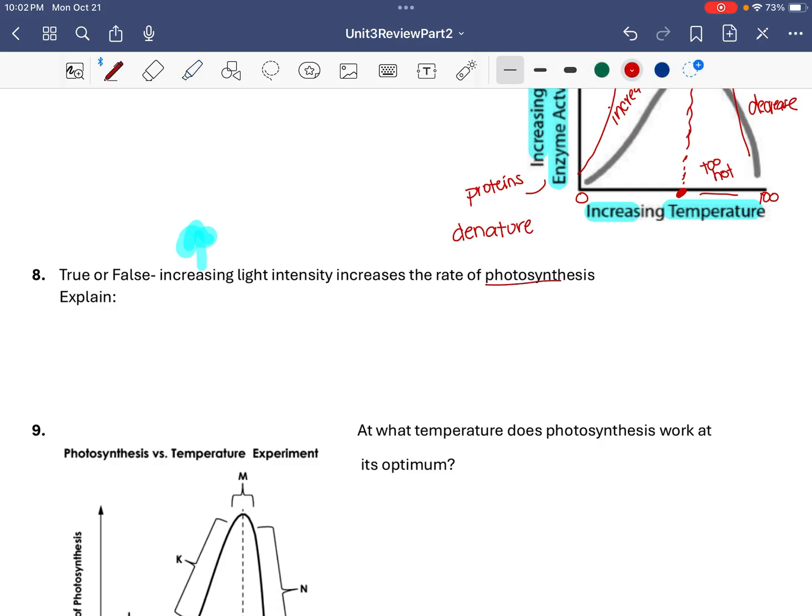So again, we see photosynthesis. I know we have light plus carbon dioxide plus water to give you oxygen and glucose. It's just a force of habit. Whenever you see photosynthesis or cellular respiration, always go back to your reaction. Some way it's going to help you. So again, having more light is going to increase the rate of photosynthesis.